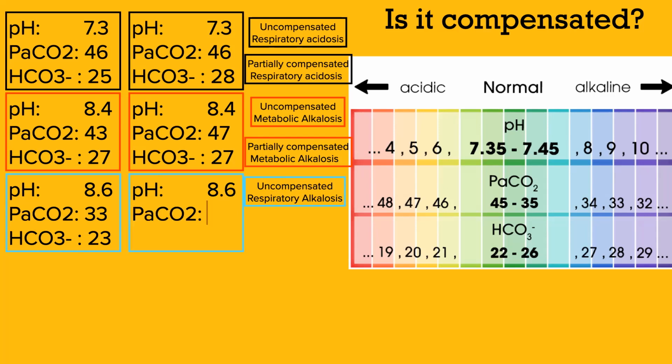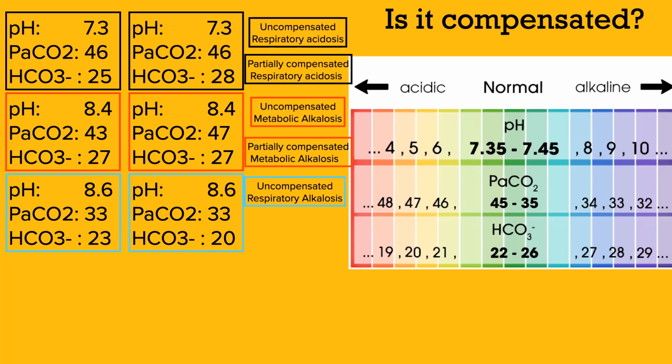Our pH is 8.6, PaCO2 is 33, and bicarb is going to be 20. Can anybody live with an 8.6 pH? Good question. Not for very long though. Okay.